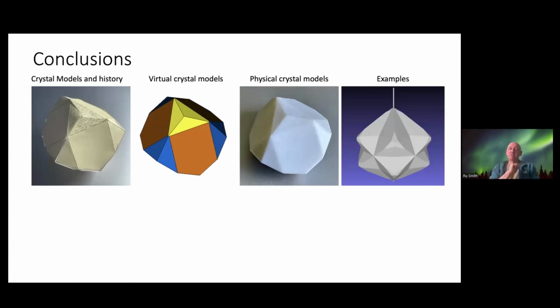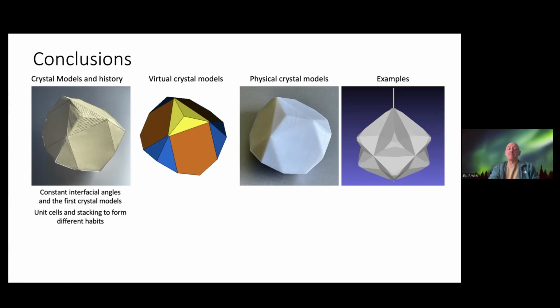And now we come to some conclusions. And those are the four areas that we talked about: crystal models in history, virtual crystal models, physical crystal models, and examples. And I've noted down some of the things that you might like to take away. So you remember there was Steno with his first law of crystallography. The habits are usually not ideal in natural crystals, but the angles between the faces are always the same.